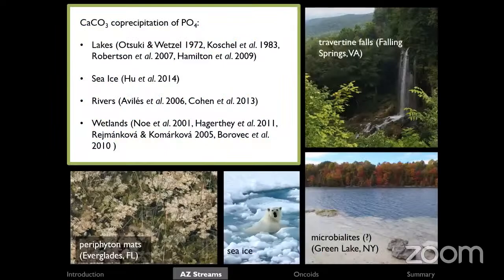But before I get into it, I also wanted to say that calcium carbonate will form in a number of different ecosystems. Here we have a river system, there's another lake. It's actually been shown to form in sea ice and in wetland systems. There are a lot of great examples in Florida and in Central America where we see this calcium carbonate forming.